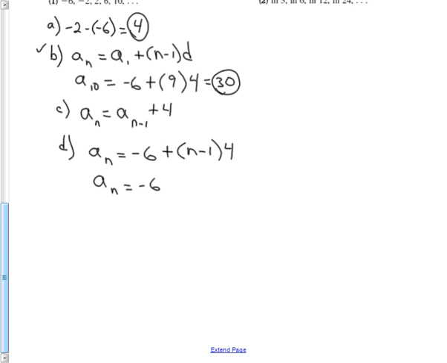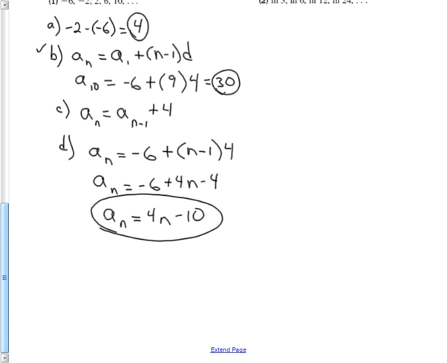Negative 6, distribute my 4, plus 4n minus 4. So I'm going to write my nth term first. I'm going to say 4n, negative 6 minus 4 more, minus 10. If I wanted the 10th term like we did earlier, a sub 10, I could use this. 4 times 10 minus 10. What's 4 times 10? 40. Minus 10? 30. Check. Sure enough, our rule works, just like we got last time.